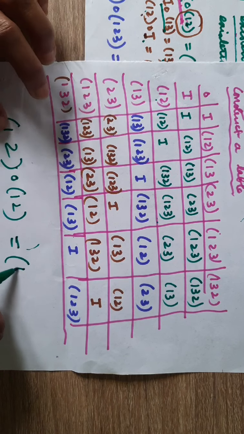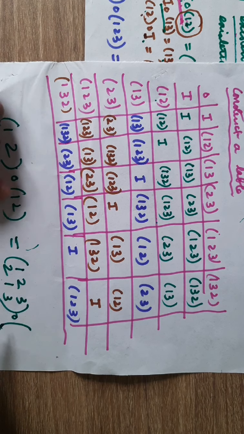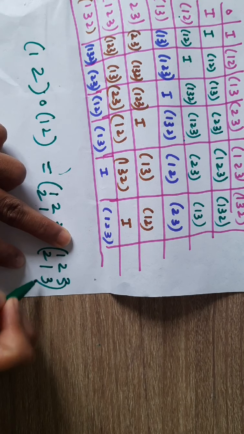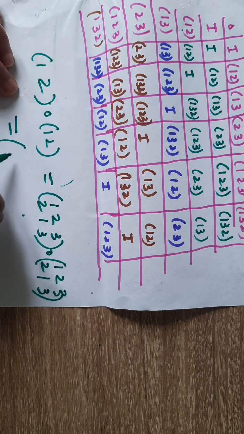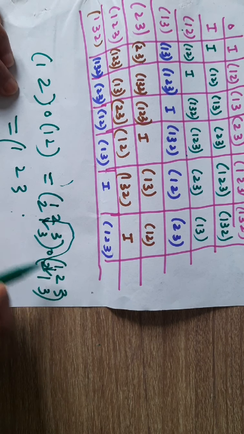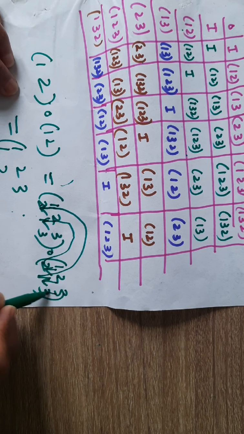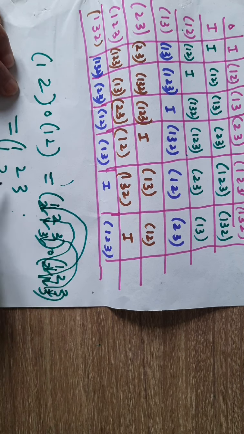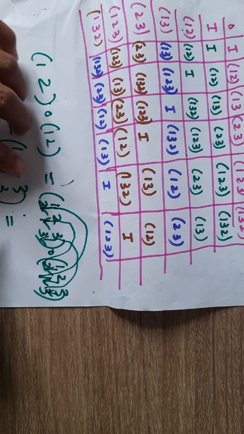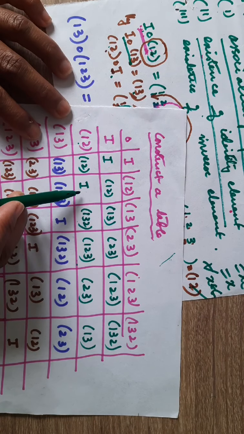So here again, 1 is to 2, 2 is to 1, 3 is fixed, 3 is 3, composite 1, 2, that is 1 is to 2, 2 is to 1, and 3 is to 3. So this is equal to 1, 2, 3. Now 1 is to 2, and this 2 is mapped to 1, so it maps to 1. 2 is to 1, and 1 is mapped to 2, so 2 is mapped to 2. 3 is to 3. So 1 is to 1, 2 is to 2, 3 is to 3, which is equal to the identity. So we have the identity element here.